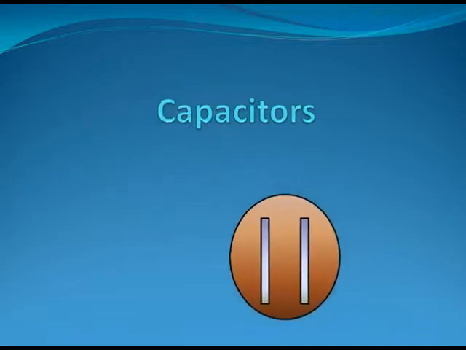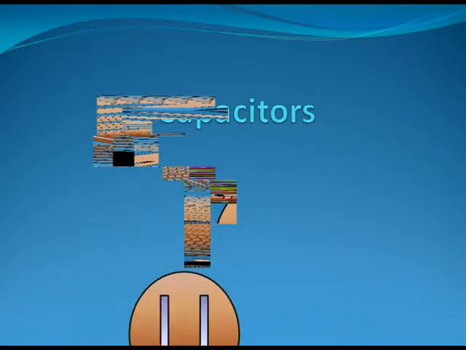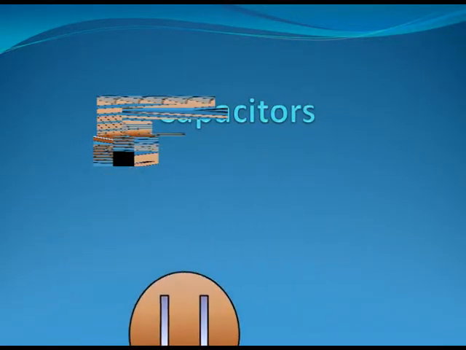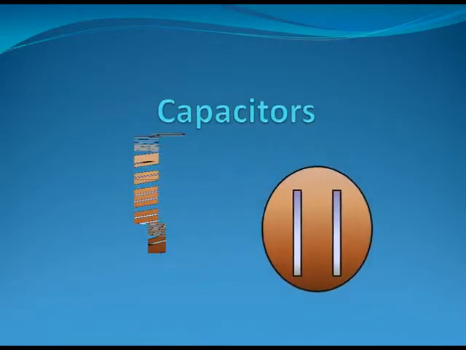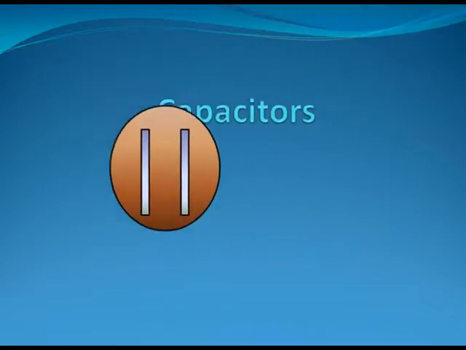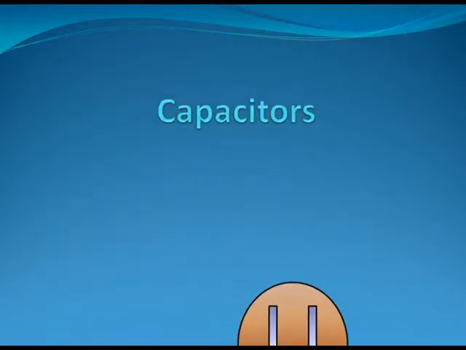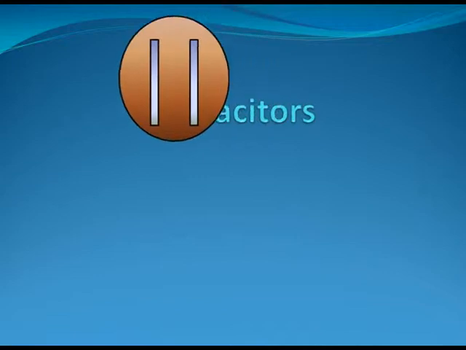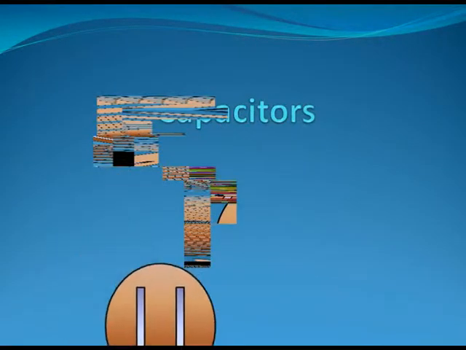For example, take the flash system of your camera. These two plates that you see on your screen are used in the flash system of your camera. Similarly, capacitors are used in sophisticated timers. When they time all those events in the Olympics and the Asian Games, the timer they use has a capacitor in it.